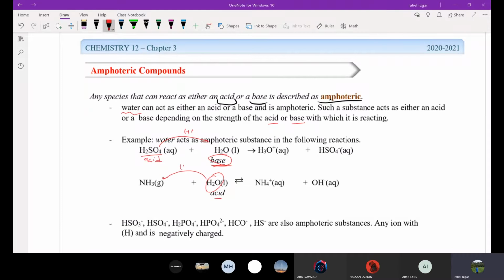It can donate a proton to the NH3, not accept one here. That's why in this reaction, H2O has acted as an acid. Then H2O, as you can see, has acted as both acid and base. That's why H2O is amphoteric.